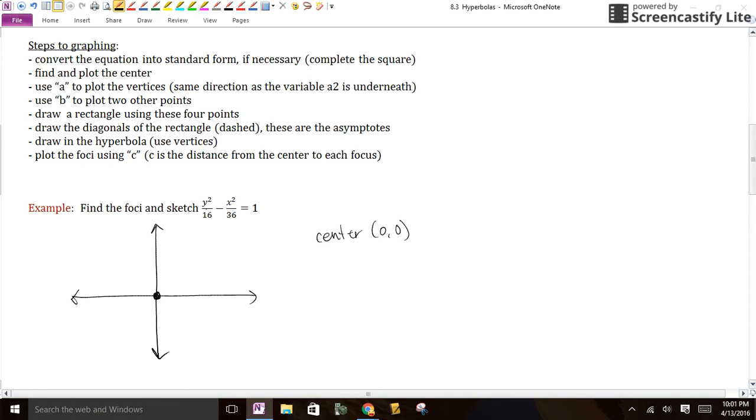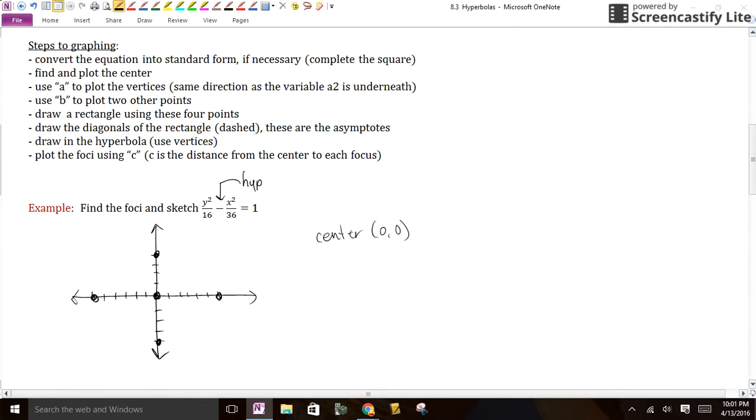Beautiful. And then I notice here in the y direction, I'm going to go 4 units. So 1, 2, 3, 4, and 1, 2, 3, 4. And then in the x direction, you can see I'm going to go 6: 1, 2, 3, 4, 5, 6, and 1, 2, 3, 4, 5, 6. Totally feels like an ellipse right now. But because of the negative, that's the dead giveaway that it is a hyperbola.